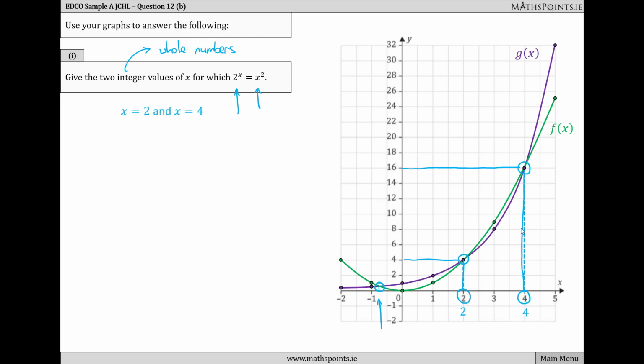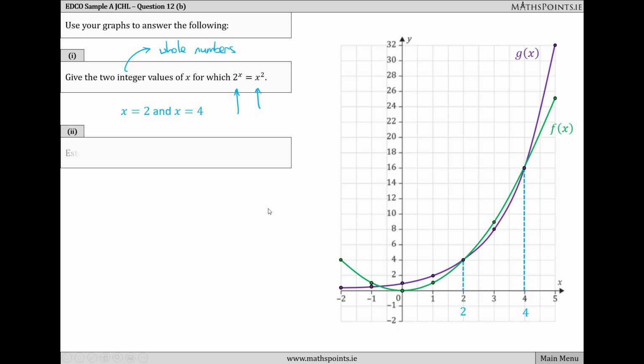Now the next question asks us, what's the other value that gives the same y value for a particular x value? And if we have a look, the third value lies between 0 and -1. We're going to have to estimate this, and the estimation would be about -0.77. And if you sub in x equals -0.77 into 2 to the power of x, so you do 2 to the power of -0.77, and then sub it into x squared, so you have -0.77 to the power of 2, you get a similar y value.